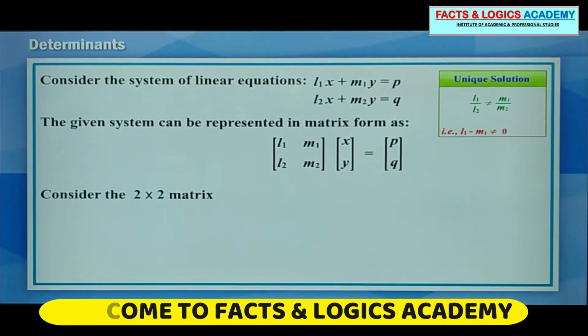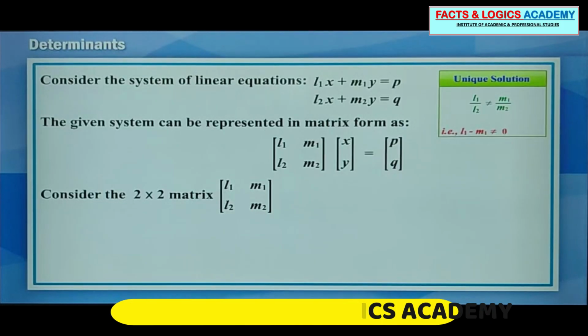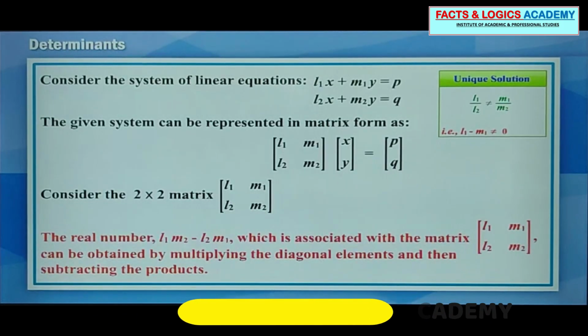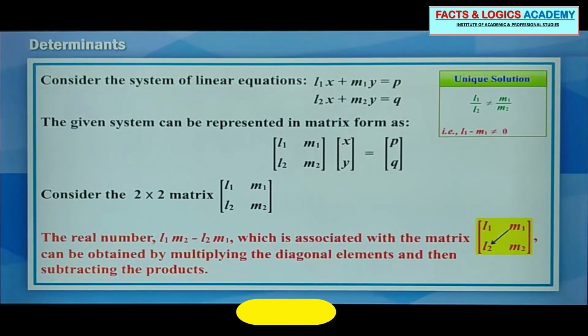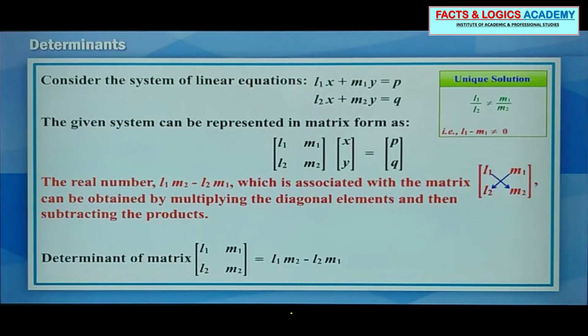Consider the 2 by 2 matrix with the elements L1 and M1 in the first row and L2 and M2 in the second row. The real number L1 into M2 minus L2 into M1, which is associated with the matrix, can be obtained by multiplying the diagonal elements and then subtracting the products. This real number is known as the determinant of the 2 by 2 matrix.